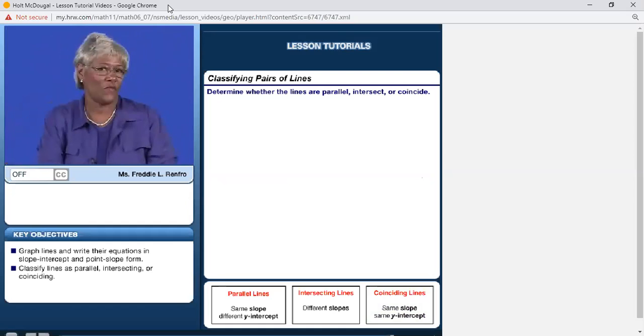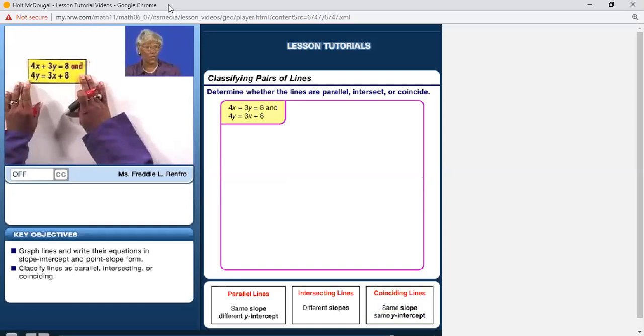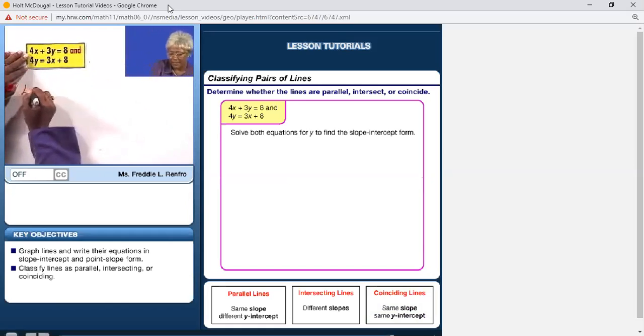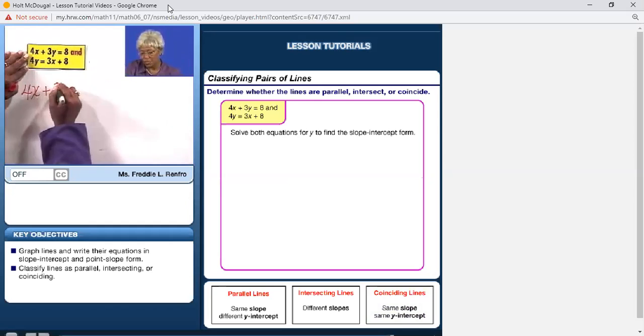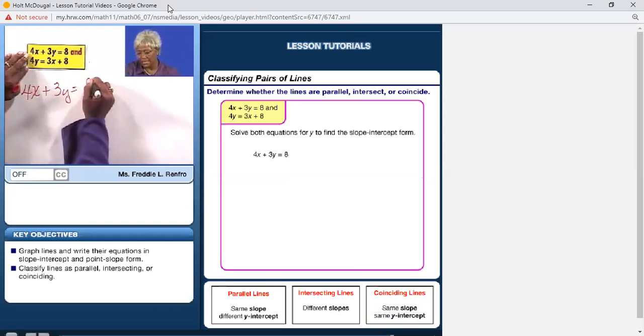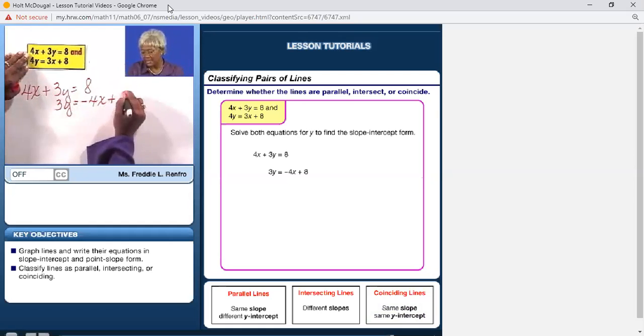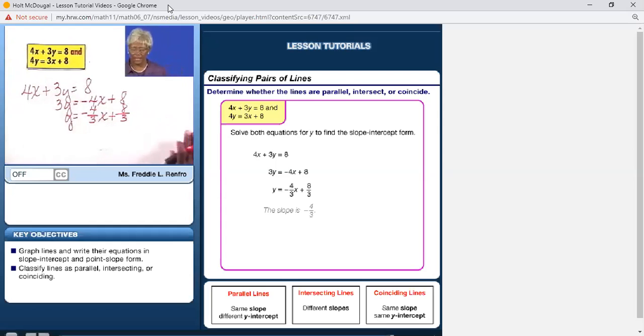They're not in that nice format, so we're going to have to put both of the equations in the slope-intercept form. 4x plus 3y equals 8. 3y equals a negative 4x plus 8. Y is equal to negative 4 over 3x plus 8 over 3. Okay, that's our first one.